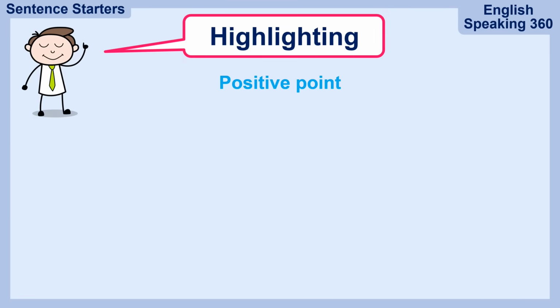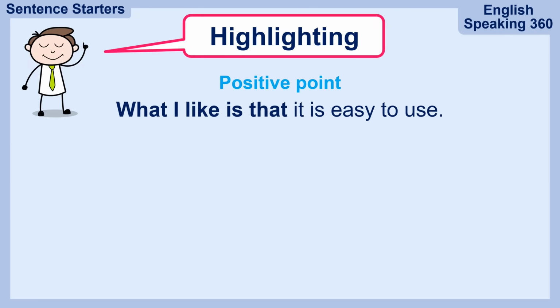Highlighting a point. Let's begin with positive points. For example, it is easy to use. That is a great positive point. But instead of just saying it is easy to use, you can say, what I like is that it is easy to use. What I like is that, that is your sentence starter.